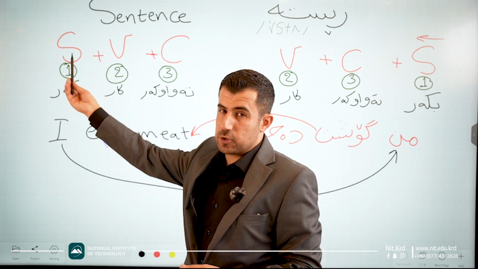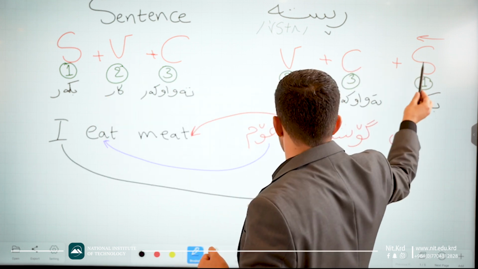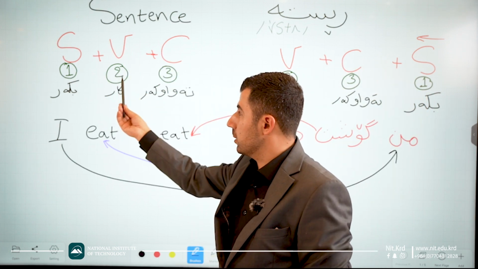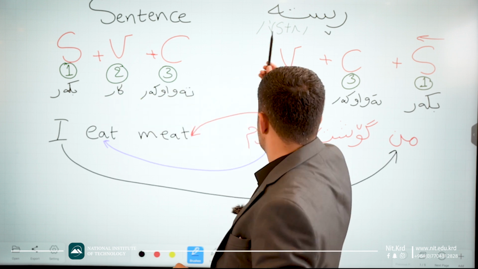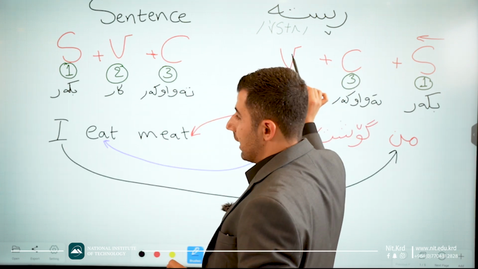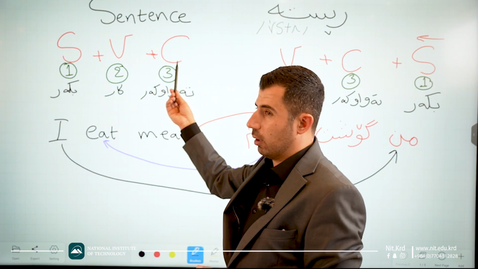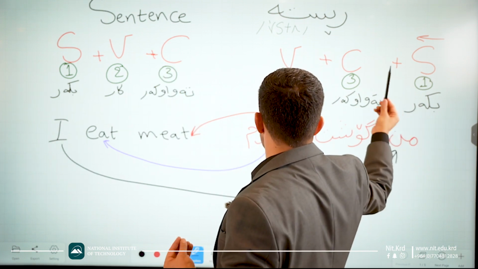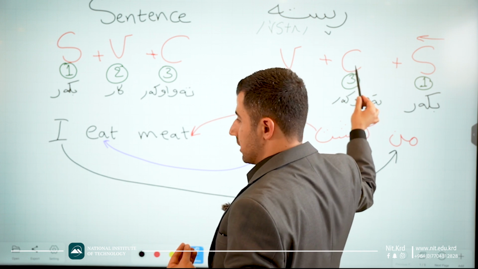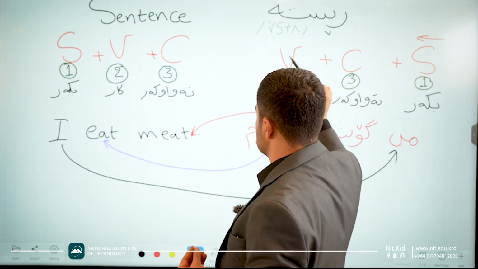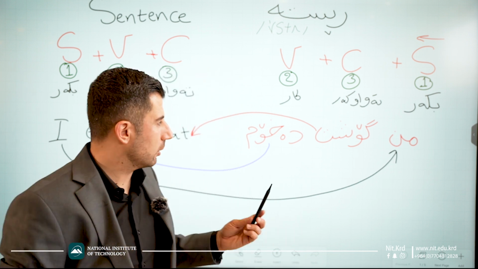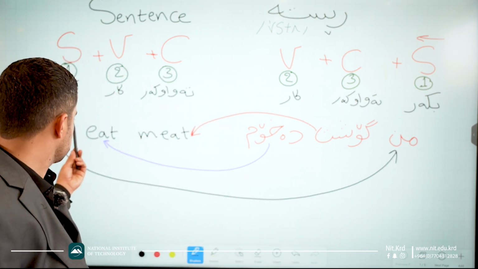The first one is subject here. In Kurdish language also it is the same. But verb is the second one here, but in Kurdish language it comes at the end. And the complement comes third here, but in the Kurdish sentence it comes in the middle between subject and verb. Just have a look at this example.